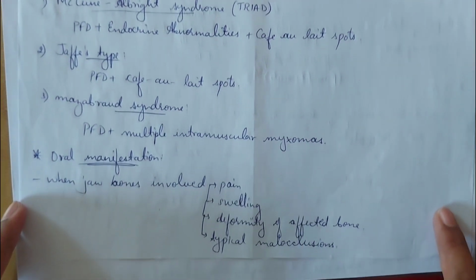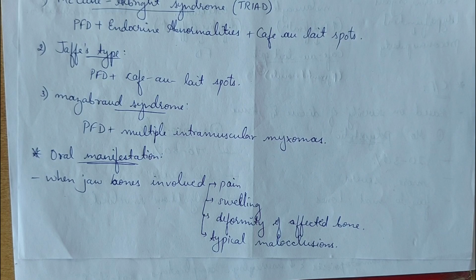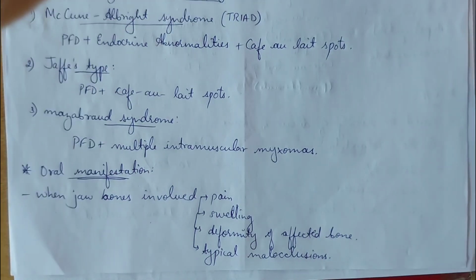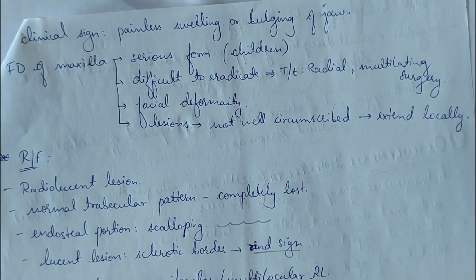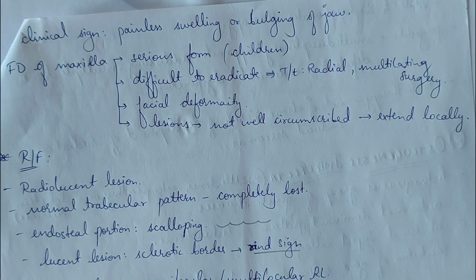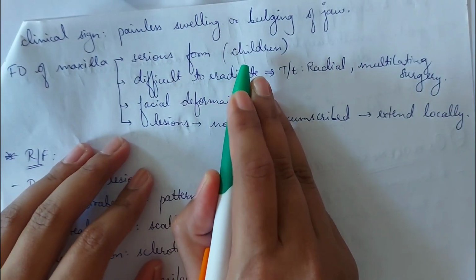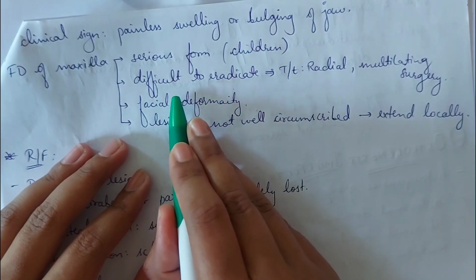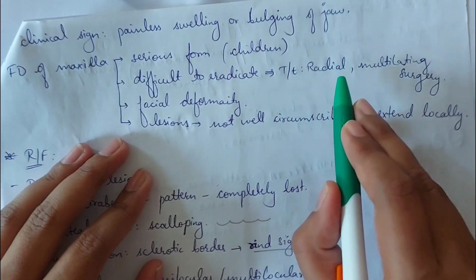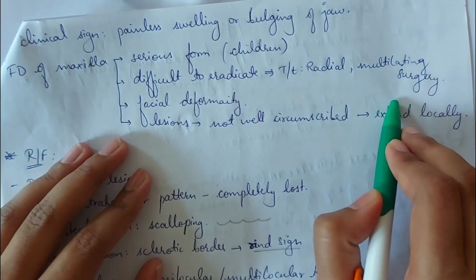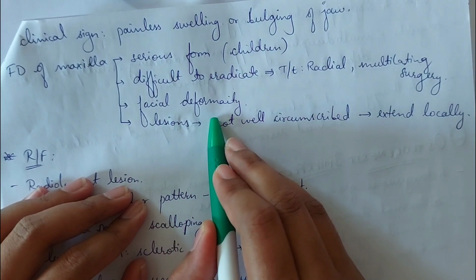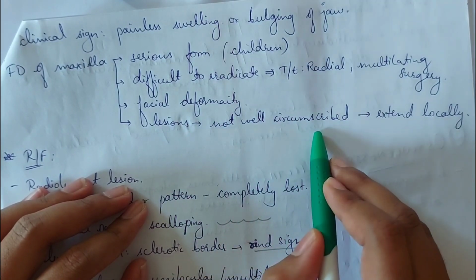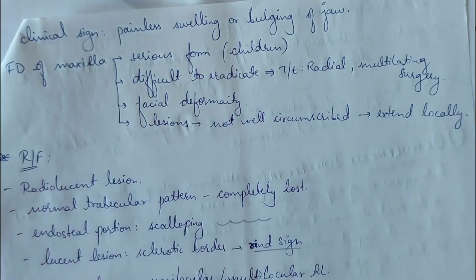Moving on to the oral manifestations, when jaw bones are involved, we can see pain, swelling, deformity of the affected bone and typical malocclusion. The first clinical sign is painless swelling or bulging of the jaws. Fibrous dysplasia of the maxilla is a serious form where children are affected the most, and it is difficult to eradicate, hence the treatment is radical or multilateral surgery. Facial deformity is also seen, and the lesions are not well circumscribed and extend locally.